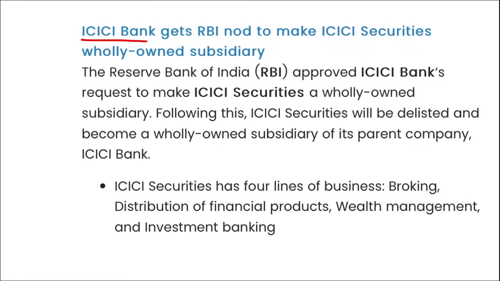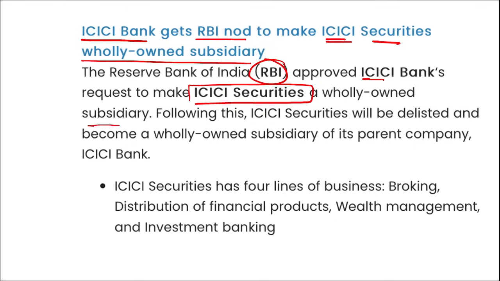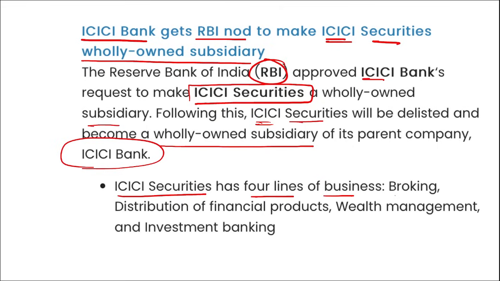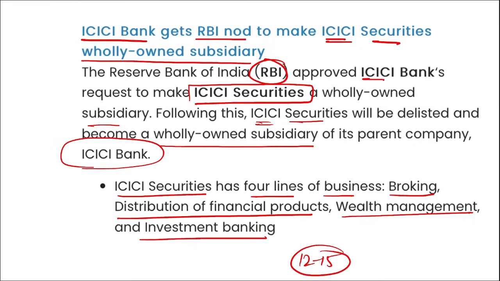Next is ICICI Bank. They recently got the RBI approval to make ICICI Securities a wholly owned subsidiary. I repeat, RBI approved ICICI Bank's request to make ICICI Securities a wholly owned subsidiary. Following this, ICICI Securities will be delisted and become a wholly owned subsidiary of their parent company, that is ICICI Bank. Correct. Here ICICI Securities has 4 lines of business, that is brokering, distribution of financial products, wealth management and investment banking. This acquisition is likely to be completed in the next 12 to 15 months.